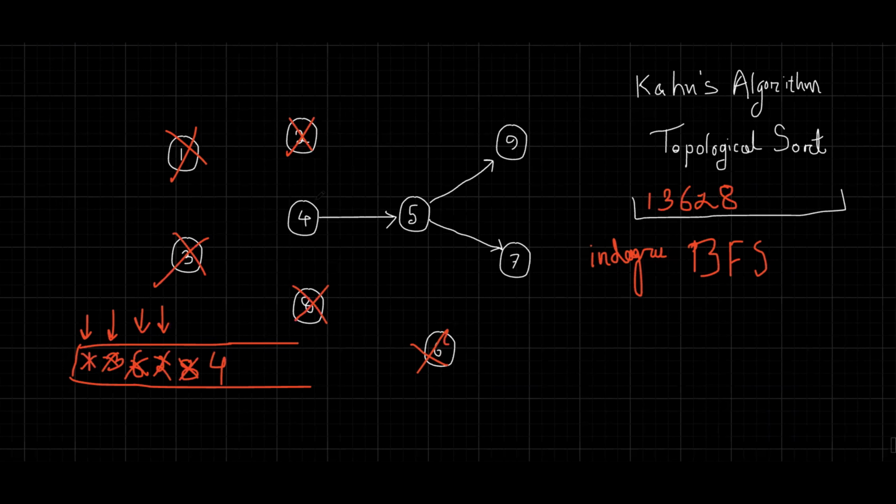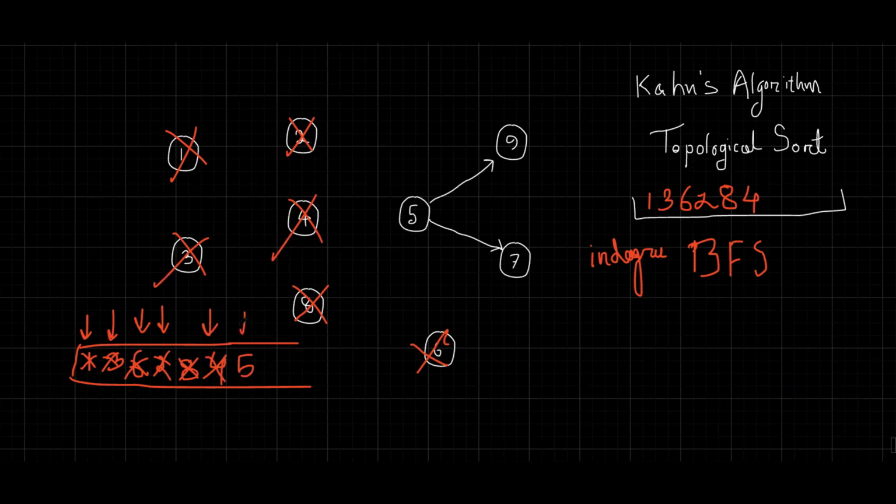Now our top element of the queue is 4. So we have to remove 4 and add 4 into the queue. Now we have to remove the outgoing edge, and the 5 has become in degree of 0. So we have to add 5 here. We have to remove 4.